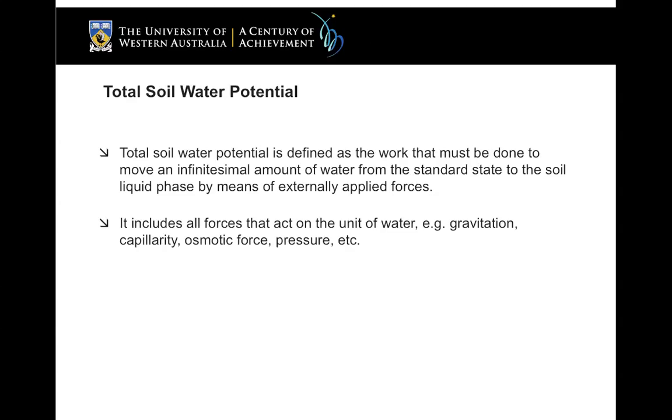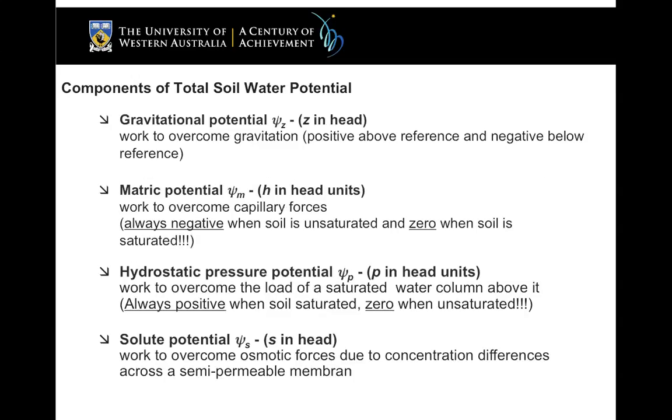Often we're interested in the total soil water potential at a point, because that's the thing that's going to determine where the water flows. So the total soil water potential is defined as the amount of work that must be done to move a tiny amount of water from one state, standard state, in the soil, in the liquid phase, by means of some externally applied force. It includes all the forces, so gravity, capillarity, which is the matrix potential, osmotic forces, which are differences in salt concentration, and pressure, etc.